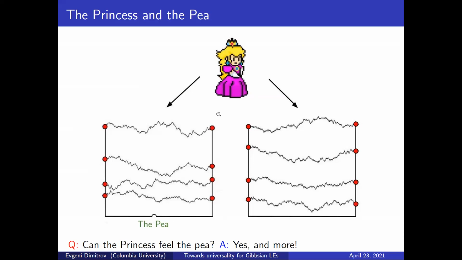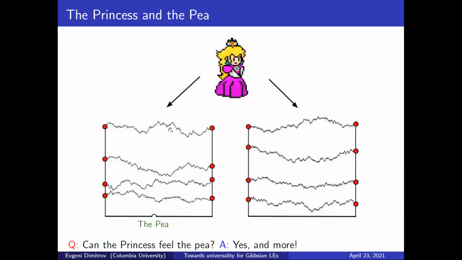Now a keen observer, aka the princess, observes both of these line ensembles. So she sits on both of the beds, but she only feels the top mattress of each of the beds. She doesn't really feel any of the bottom ones, but she's very sensitive. So by simply sitting on the bed, she can determine everything there is to know about the top curve. And then the question is, can the princess, based on this information from just the top curve, determine whether there is or there isn't a pea at the bottom of the bed? And the answer is yes. And in fact, she can determine much more than this.